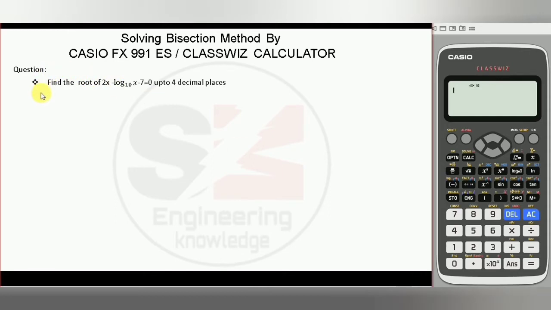In this tutorial, I am going to take this question: find the root of 2x minus log 10x minus 7 is equal to 0 up to 4 decimal places. At first, we have to consider a function of x, that is, let f(x) is equal to 2x minus log 10x minus 7 is equal to 0. Then we have to find the value of f(x) with two numbers. Two numbers indicate the upper value and the lower value in this way.